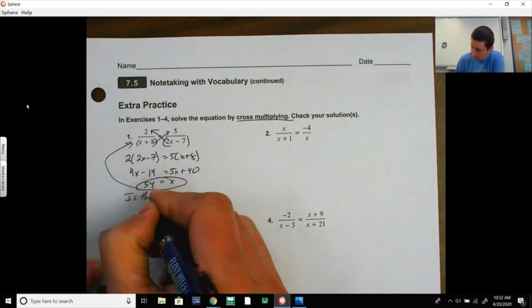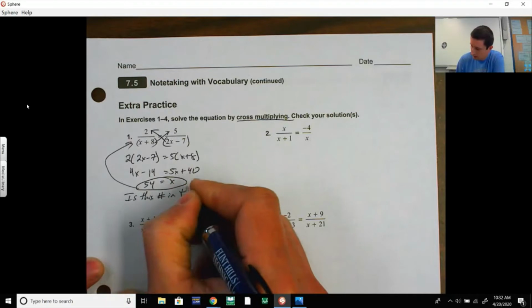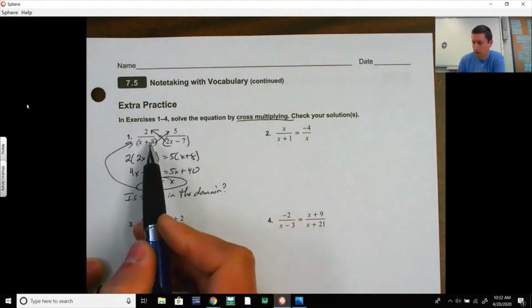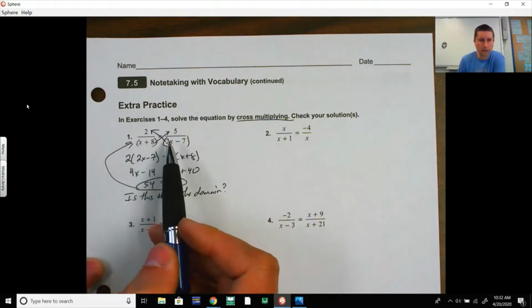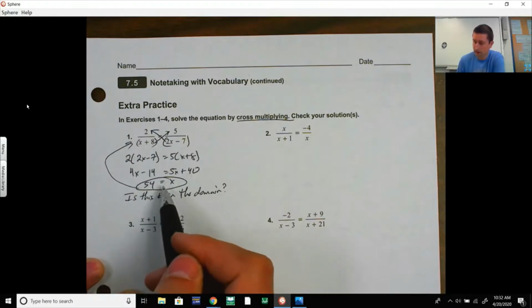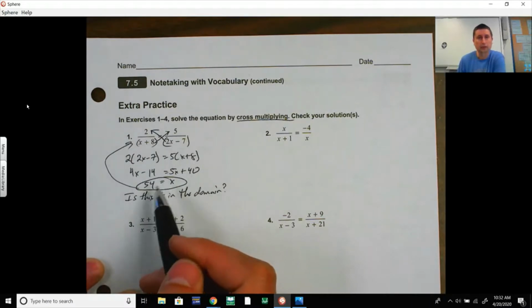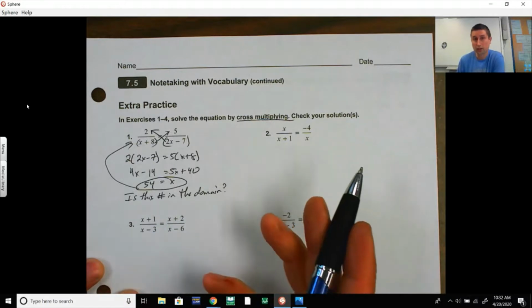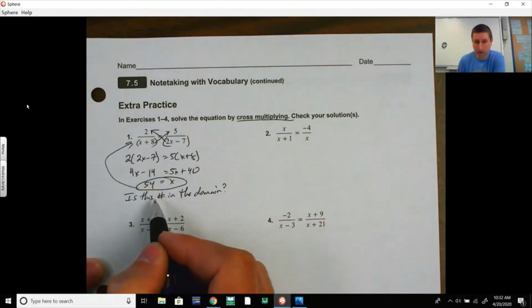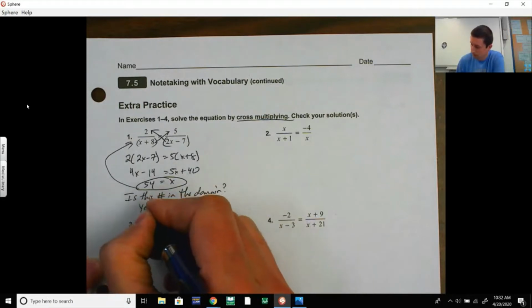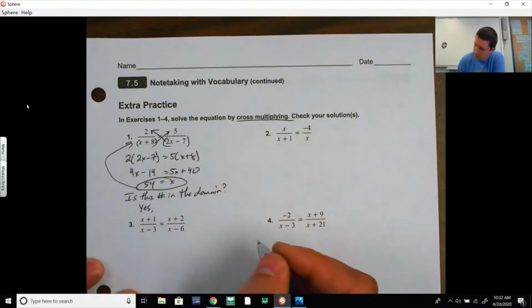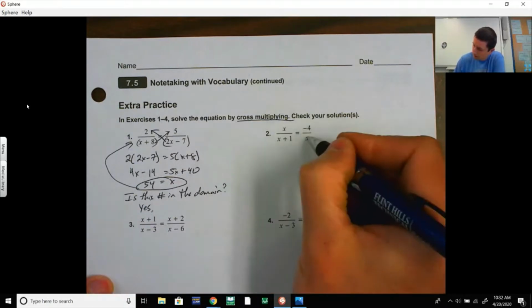Is this number in the domain? So remember, these rational expressions are defined everywhere except for where the denominator equals 0. So if you do this work and you get an answer like x equals negative 8, that would be an extraneous root. You'd have to throw that out and you'd say no solution. So if you get a number that is not in the domain, you're going to throw those numbers out. So in this case, yes, it is in the domain because it doesn't make that equal 0, so that would be your solution. Okay, number 2, cross multiply.